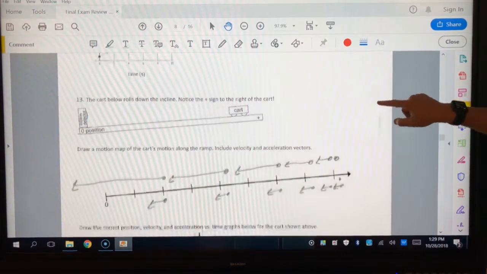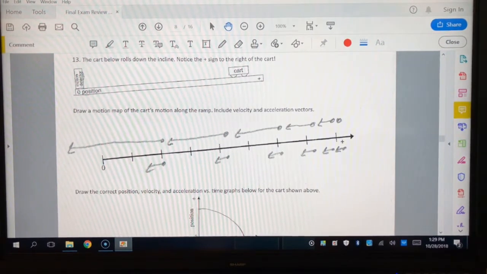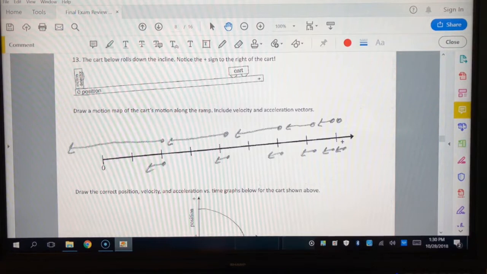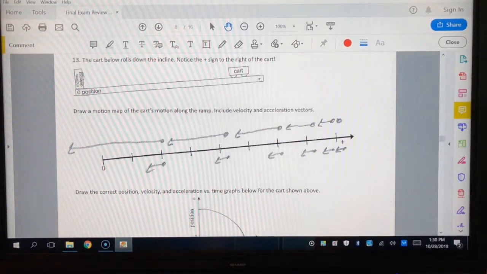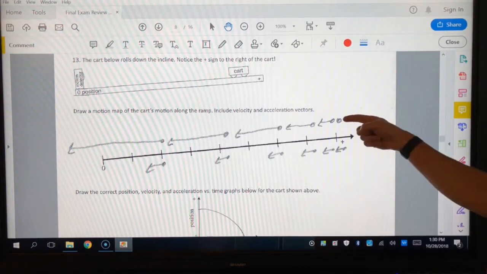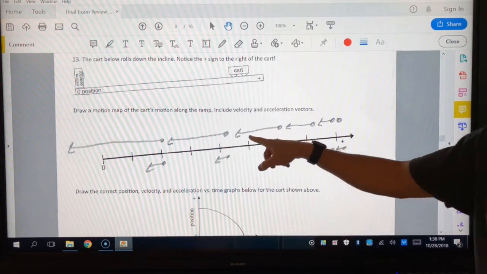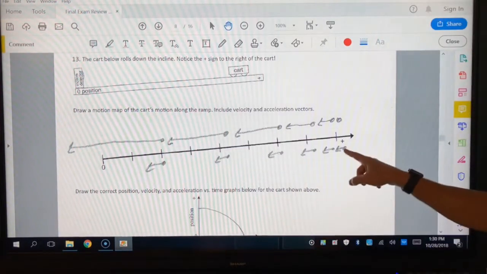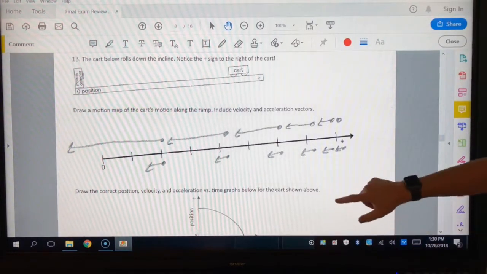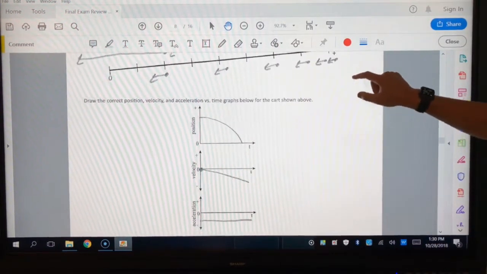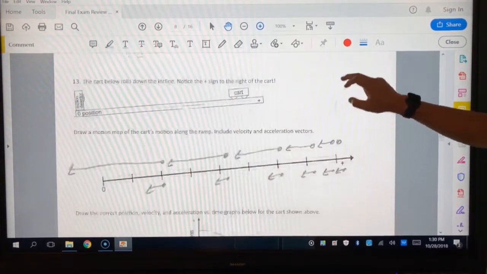For number 13, we have a cart. It is rolling down an incline. They want us to notice the plus sign is to the right of the cart. And so if we are moving left, we are moving in the negative direction. Here's our motion map. We know that it should be starting at 0 and then it increases speed to the left. And so our acceleration should be the same all the way down. They want us to draw the correct position, velocity, and acceleration time graphs below for the motion of the cart.